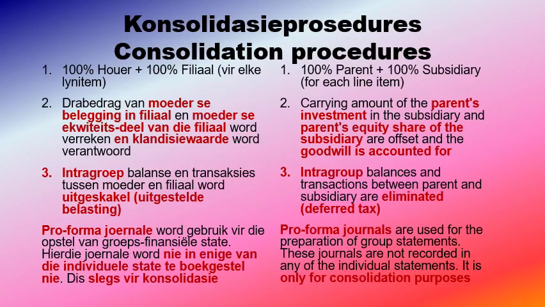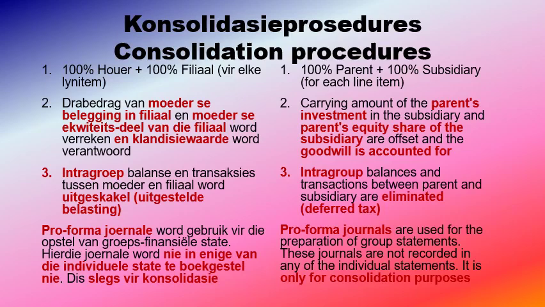If we look at the consolidation procedures in a little bit more detail, we said that the first step was to combine your financial statements. So you'll take all the financial statements of all the companies in the group, and for each line item in your balance sheet and your income statement, you add them together line by line, the assets and liabilities, until you've done all of those.